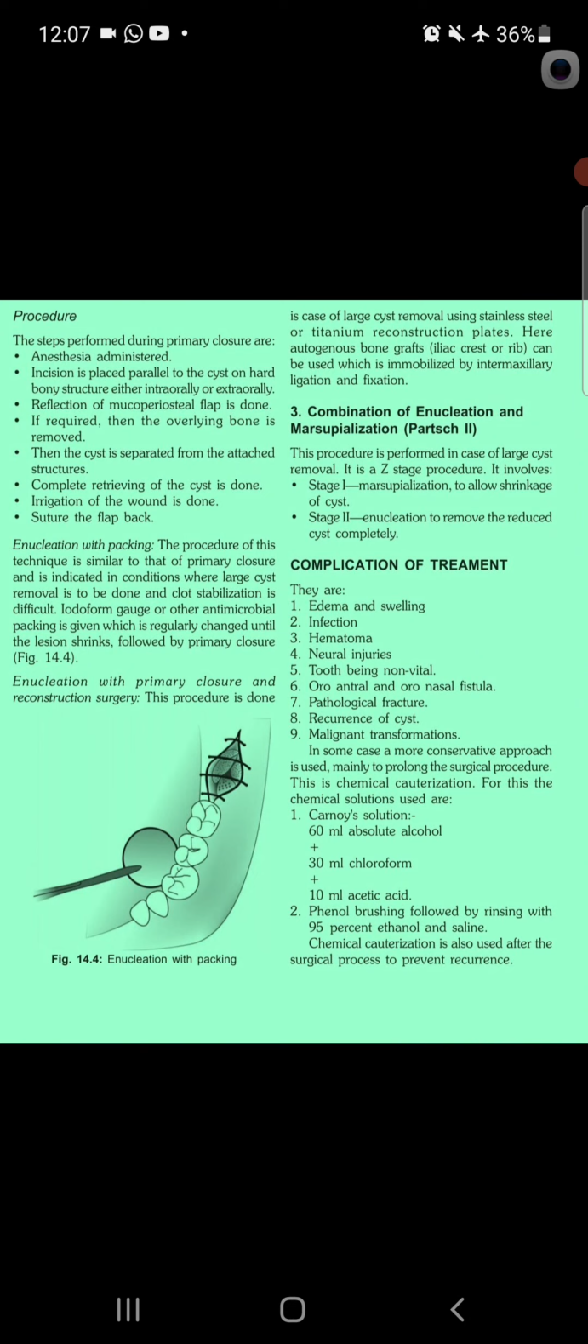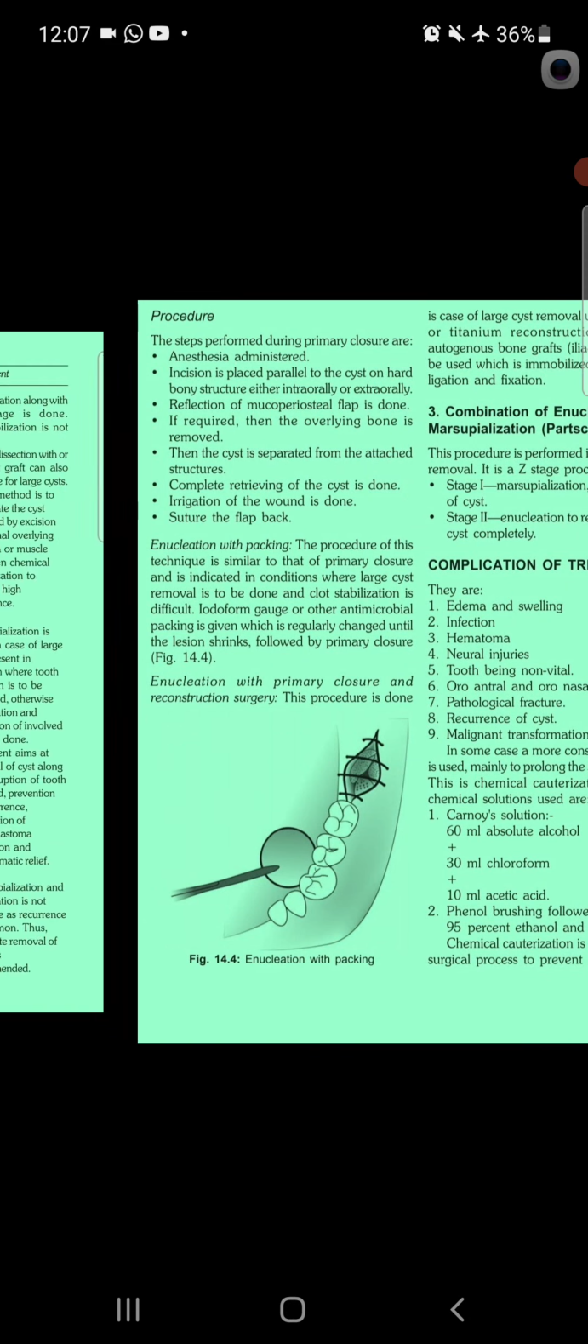Now the chemical cauterization is also used after the surgical process to prevent recurrence. Nowadays, if we do enucleation, after enucleation we will do chemical cauterization. Nowadays we do not use a single procedure. With surgical procedures, in every procedure we also use chemical cauterization.